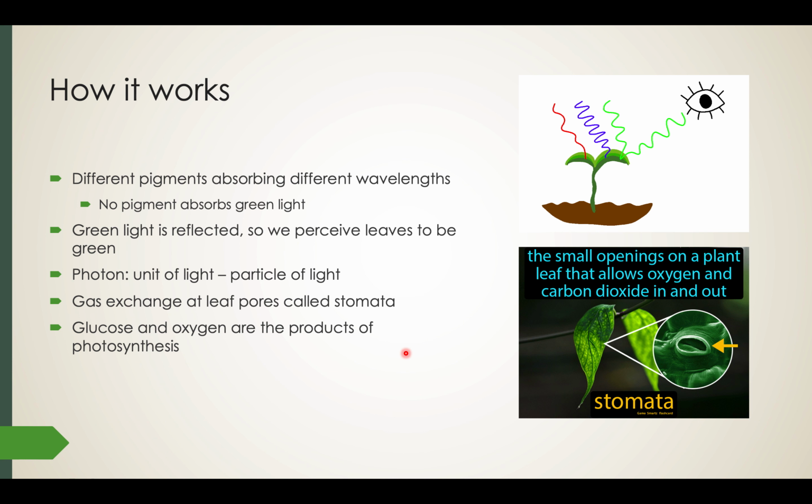So gas exchange at leaf pores called the stomata. The stomata are these little guys you'll see here. It's an image that they generated. Very, very small pores, similar to the pores that we have on our body, on our face and everything like that. They're small openings on a plant leaf. They allow oxygen out and carbon dioxide in. So once again, glucose and oxygen are the products of photosynthesis. Those molecules are entering and leaving through these stomata, these little pores on the leaves of plants.